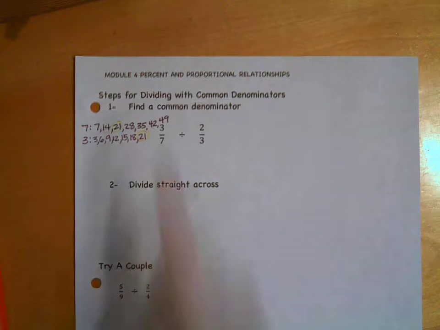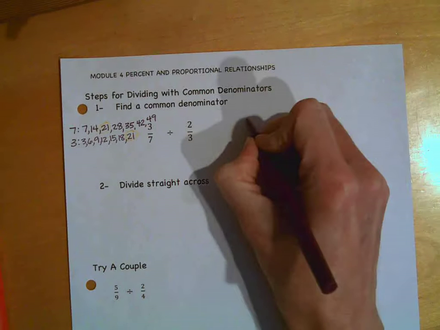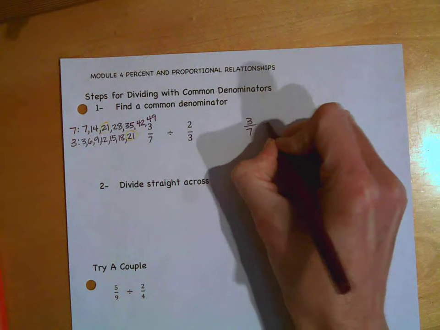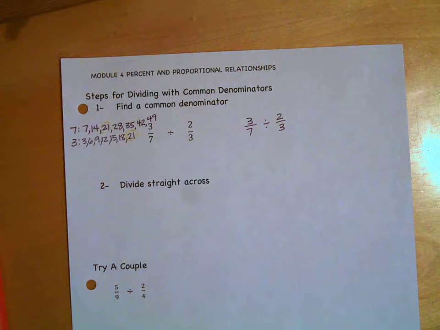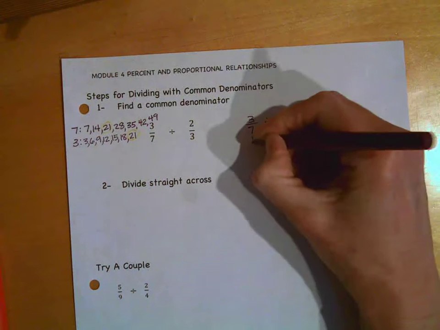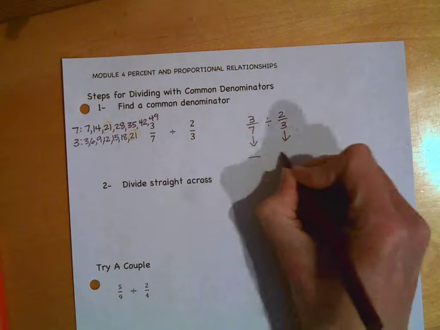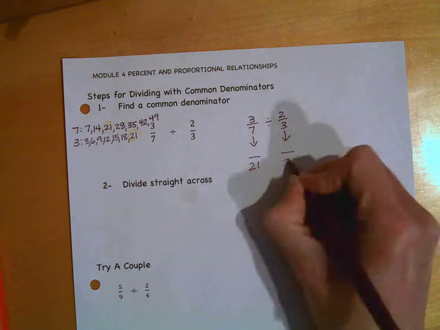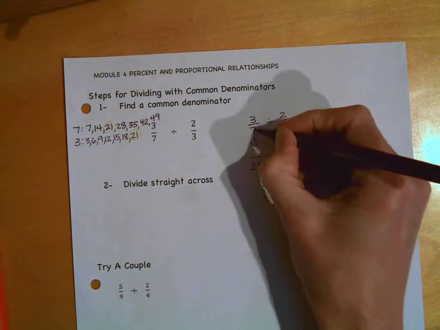Now, for room's sake, I'm very sorry, I'm going to rewrite our problem over here so we can focus on it. So this is 3/7 divided by 2/3. So what we have to do is we found the common denominator, so I'm going to write it a new way just so that you can follow me. I'm going to put the fraction bar down here, knowing the common denominator is 21.